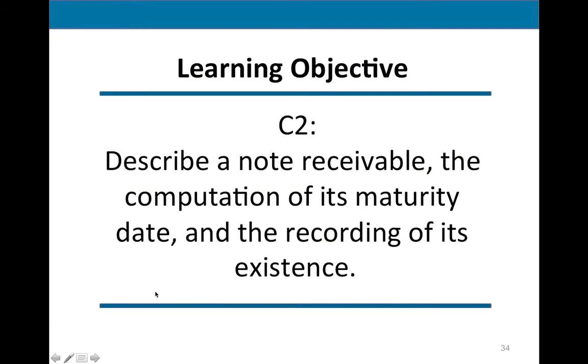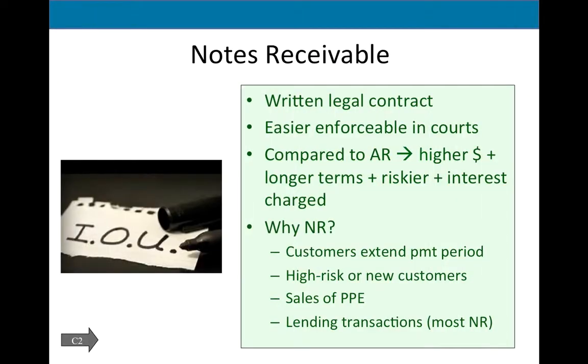Okay, let's move to notes receivable. So, a note receivable is an IOU. It's an actual written legal contract, and it's easily enforceable in court. Compared to AR, I will require an actual contract to be signed, the actual note, for bigger amounts of dollars, for a longer period of credit, for riskier customers, and I will charge interest. So these are examples of when notes are issued.